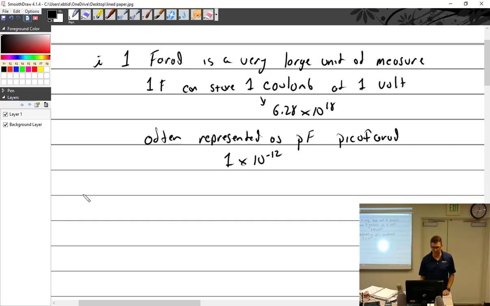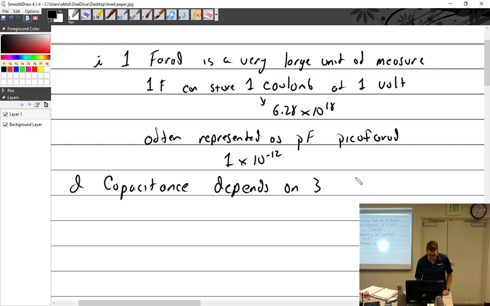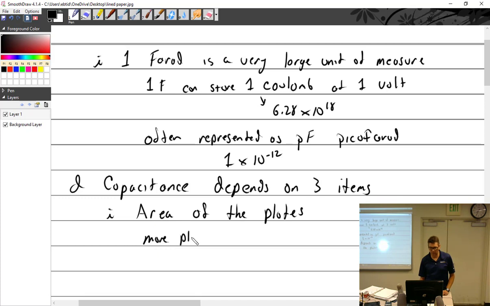All right, capacitance depends upon 3 items. 1, the area of the plates. Obviously, the bigger the plates, the more electrons you can have. So more plate area equals more capacitance.